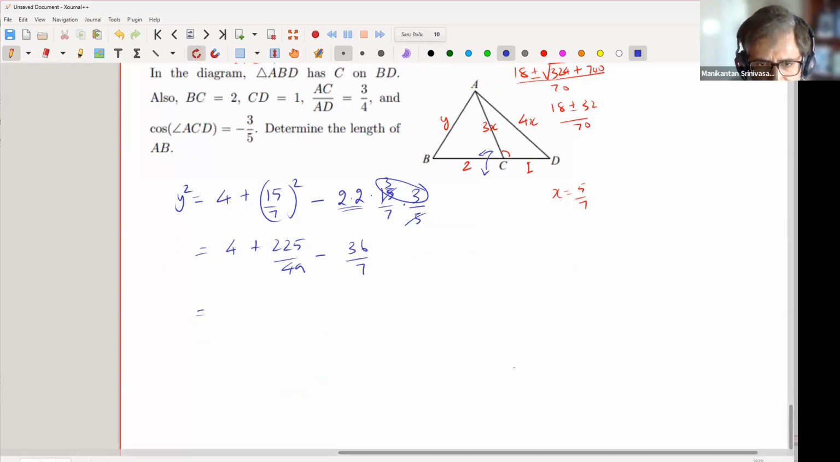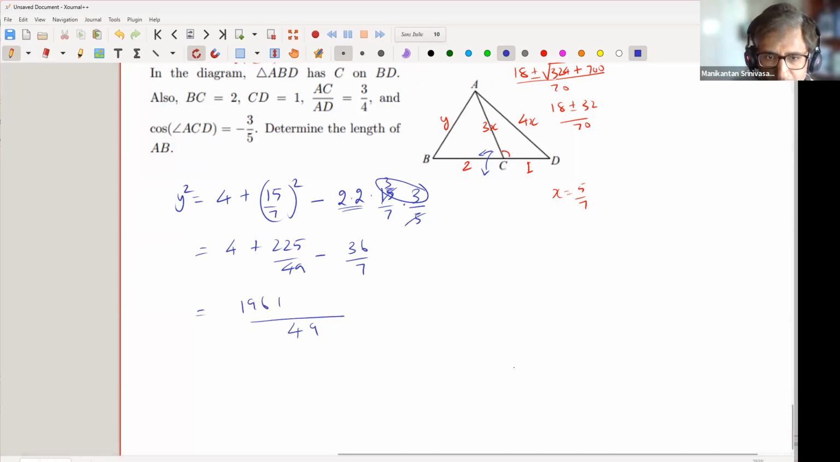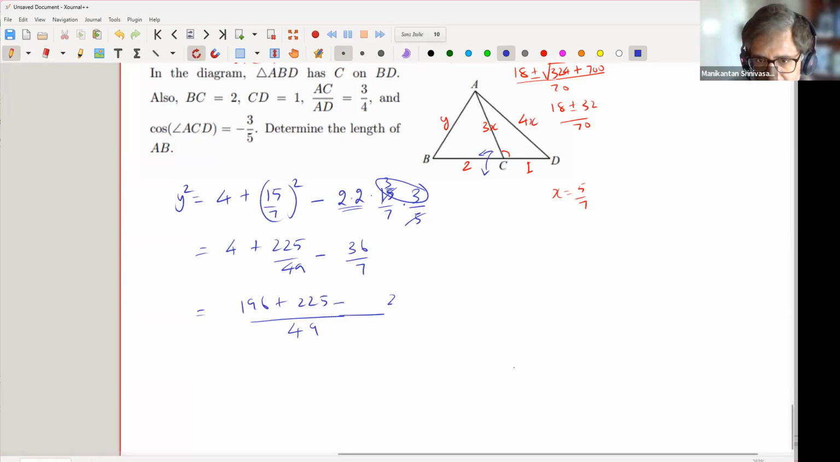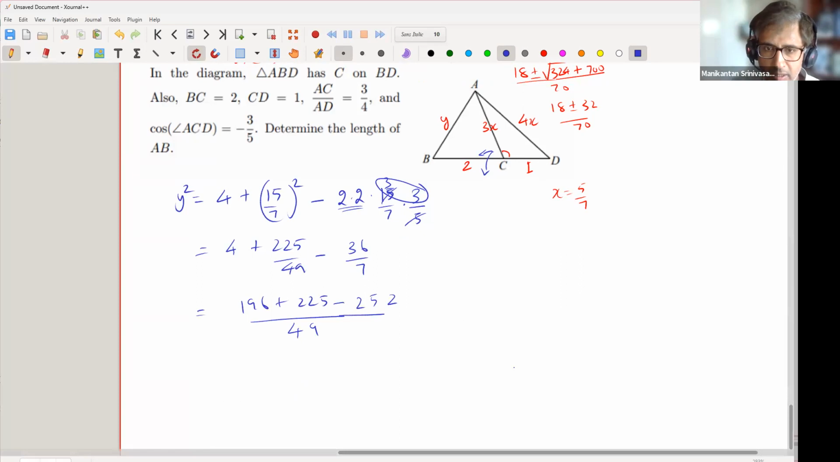Okay, so hopefully this will give a perfect answer. Let's see. So 196 here plus 225 here minus 36 times 7, 252, right? 252 whole upon 49. So how much is this? 225 minus 252 is minus 27. So 196 minus 27 is 169, okay, which is assuring.